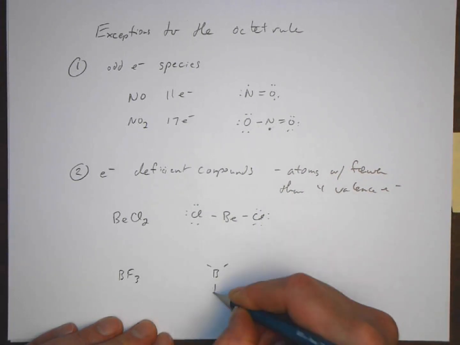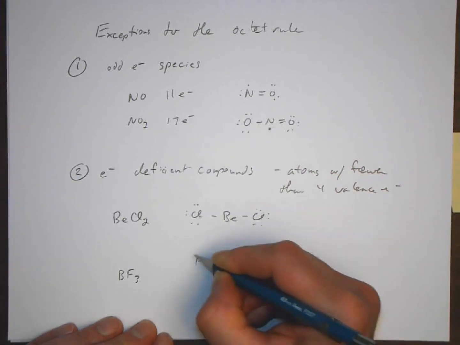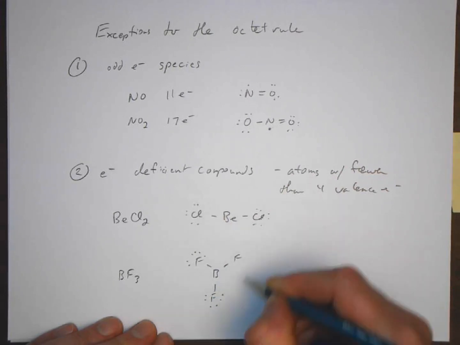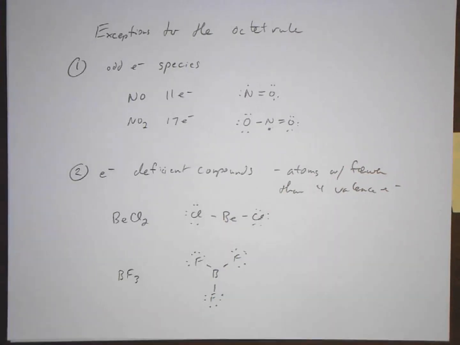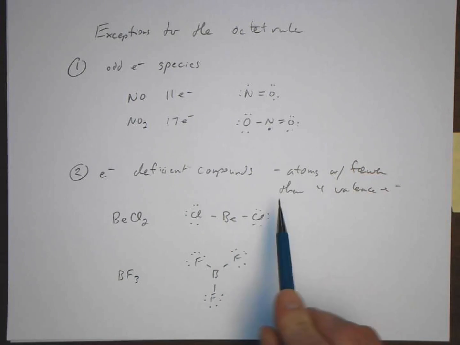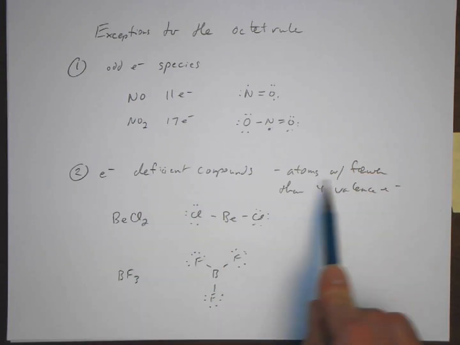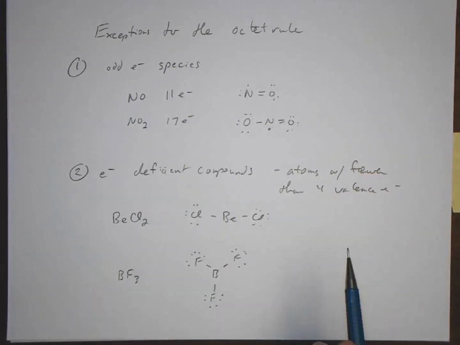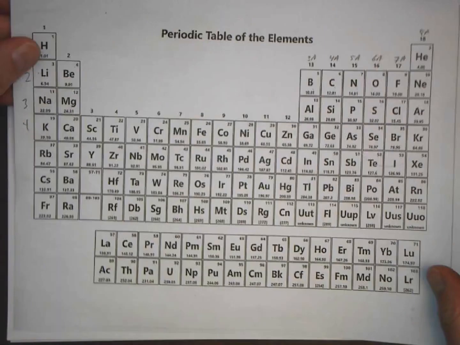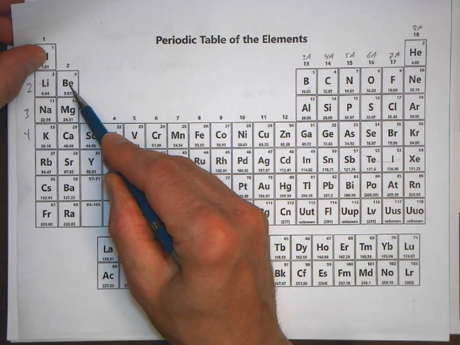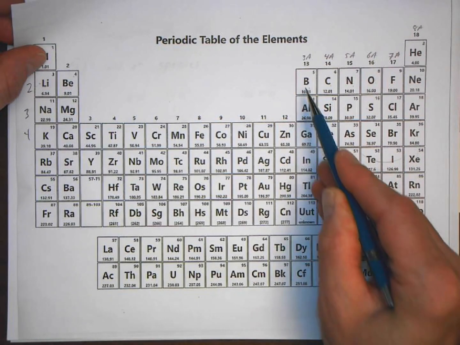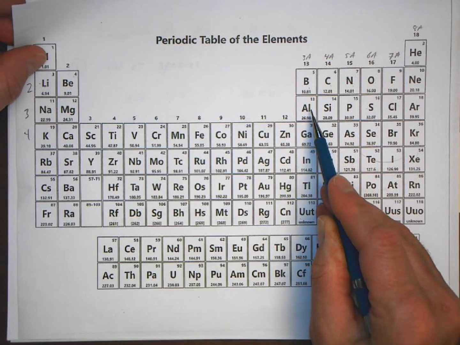For boron trifluoride, we would have a Lewis structure like that. The boron and the beryllium each can have fewer than 8 electrons around them because they are atoms that have fewer than 4 valence electrons in them. So things that combine with beryllium, things that combine with boron, things that combine with aluminum might be places where you would see this.